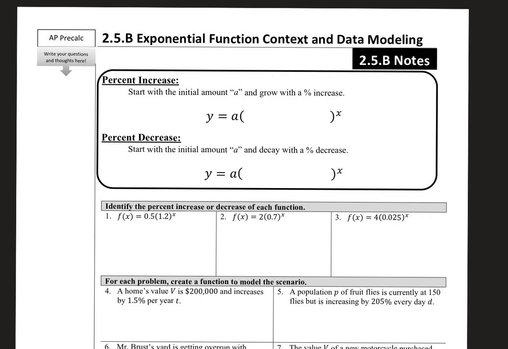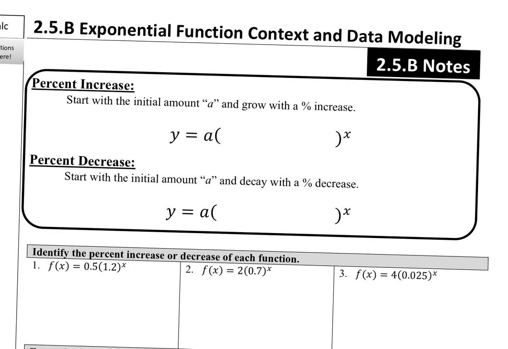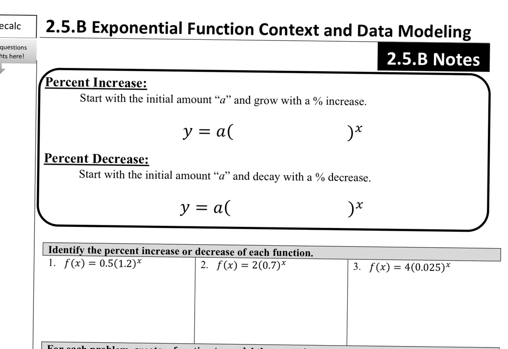All right, pre-calculus. We've got 2.5b, exponential function context, data modeling. Let's take a look at our basic forms when we're dealing with a percent increase. A is still our initial amount, which you're all used to, and I know that maybe you've seen it as P before. A and P are the same thing, just your principal, your starting amount.